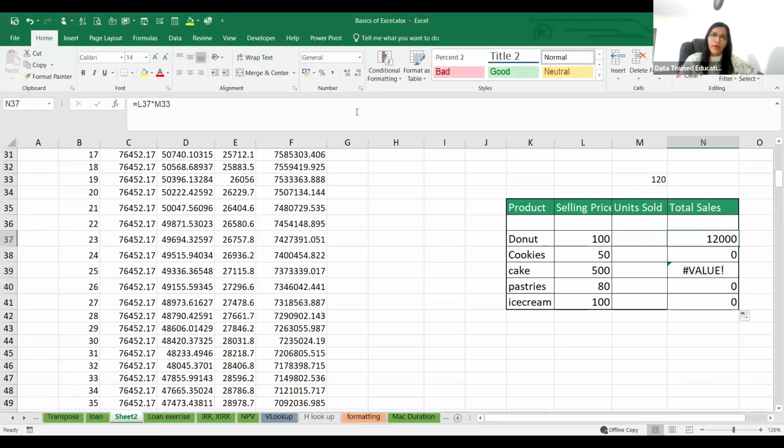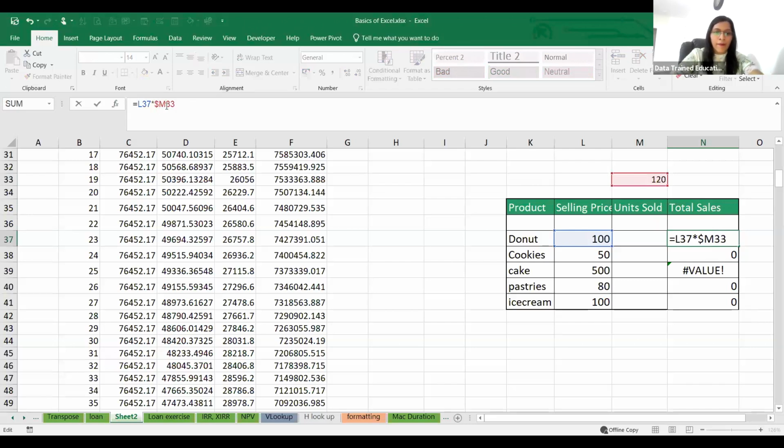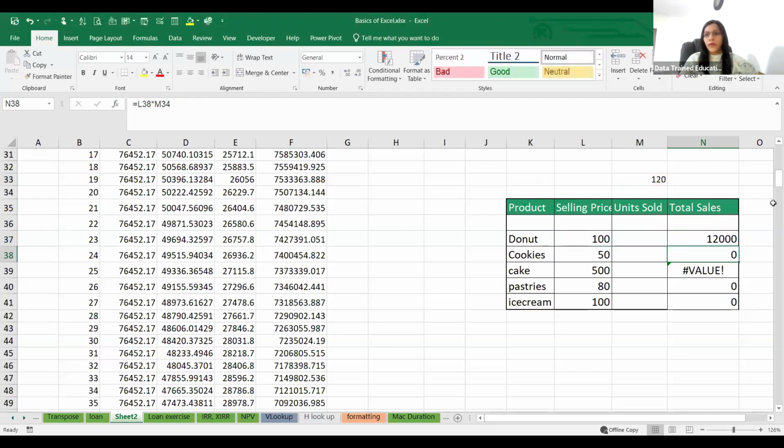Fine. What if I freeze it? This is in M33. If I freeze it, how will our answer change? That will apply to all. Now just do it. Look, now each and every selling price is multiplied by this 120. So that's what we have done in the loan table also. Absolute referencing means you are freezing that particular cell which is to be multiplied with all these numbers.